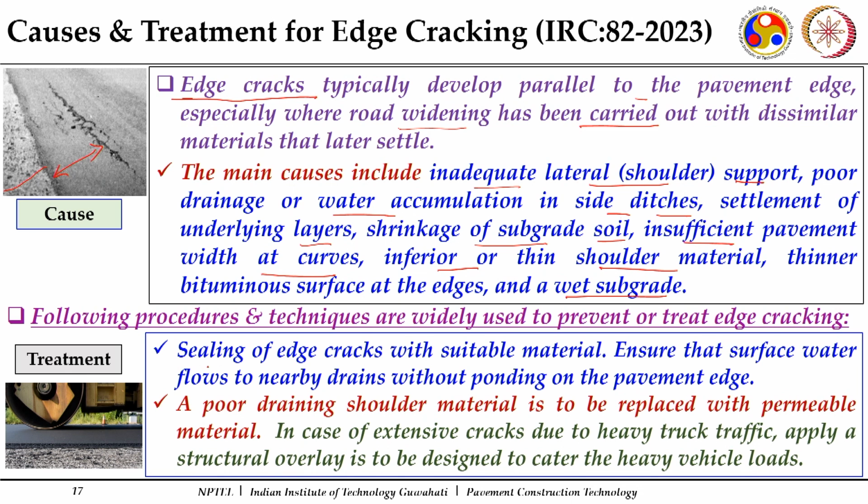Then what can be done? As I mentioned, it is always important to seal edge cracks with suitable material. This is the first thing to do when these small cracks get developed. Ensure that surface water flows to nearby drains without ponding at the pavement edges.